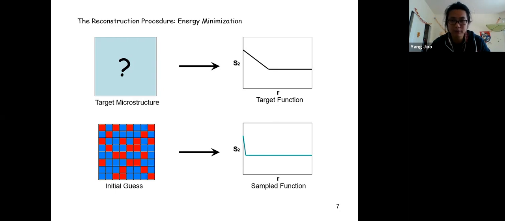And once you have a realization, which is completely different from the actual microstructure you're looking for, you can compute the same correlation function that is used as constraint. For example, in this case, the two-point correlation function, right? So now you know a target function like this, and you have this correlation function for your random microstructure.